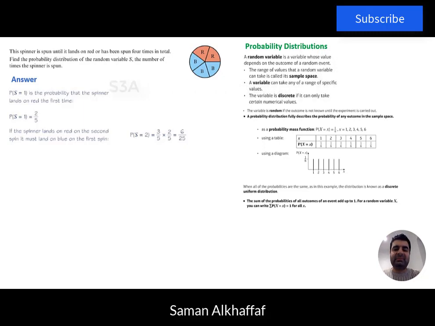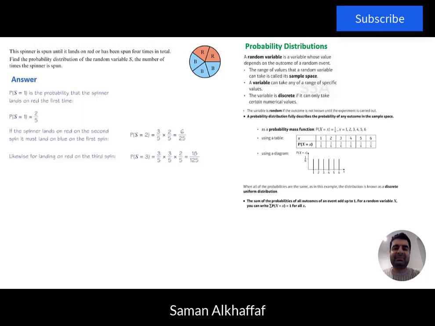Likewise, for landing on red on the third spin, we look at similar possibilities. For the third spin, we have 3 over 5 multiplied by 3 over 5 multiplied by 2 over 5, because there are 3 possibilities for blue that we take into account. Multiplying all 3 gives us 18 over 125.